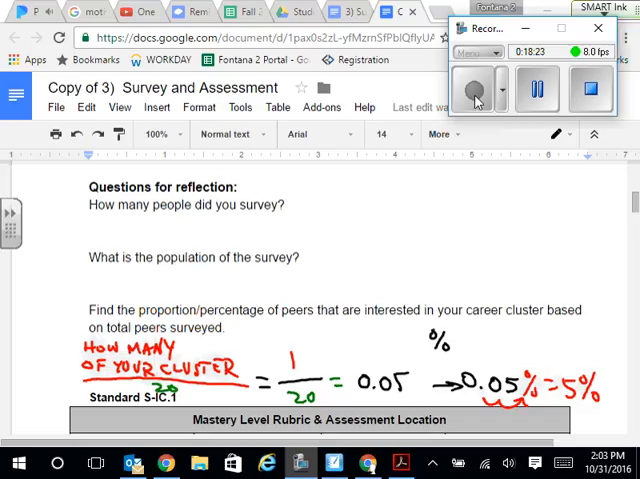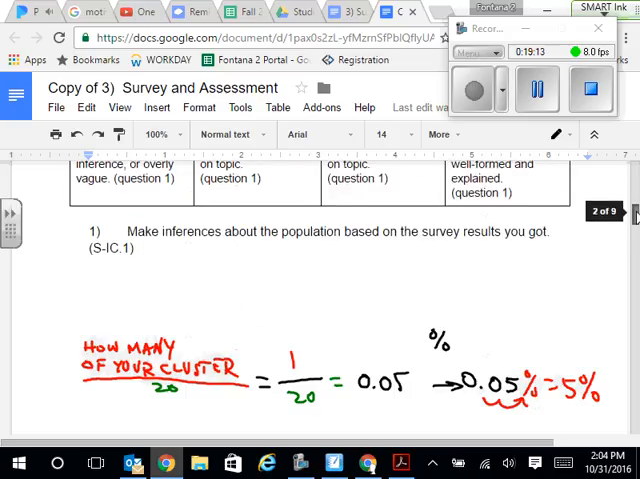And let's see what our next thing is. What's the next question we have in line? Make inferences about, let's see how many they want. The next question is, now that we've done the survey, we got the 5% based on your cluster, they're going to ask you to make inferences about the population. Do this for this population. Go ahead and put, we'll start with OFY Fontana 2. OFY Fontana 2. And it's kind of small because I think you need space. Make inferences about population based on the survey results you got.